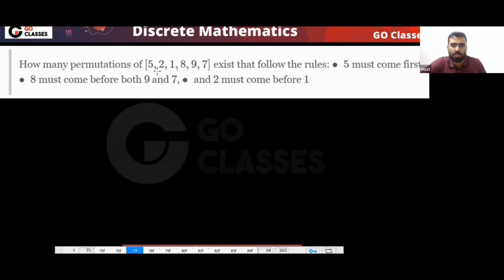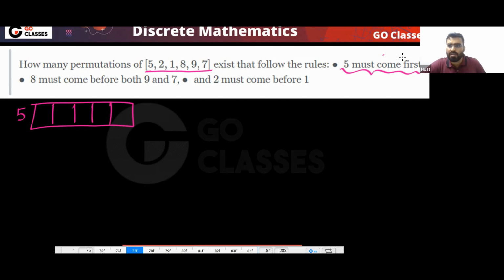So the question is asking how many permutations you want. 5 must come first. Because of this, just forget about 5. 5 is done now because 5 must be in the first position. So 5 is already in the first position, and you don't have to worry about 5. So now your question is only this.